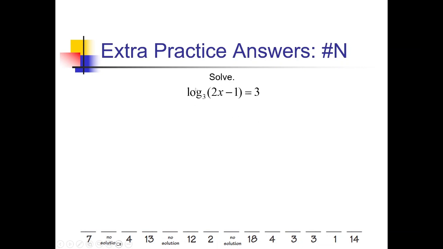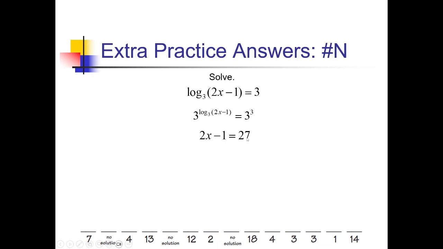So in this case, my log is already isolated. I've got a base of 3, so I'm going to do 3 to the left side of the equation equals 3 to the right side of the equation. So 3 to log base 3 of 2x minus 1, and 3 to this 3. This 3 became the exponent on this base 3, just so we don't get those mixed up. When I raise a base to a log with the same base, those cancel out. That's why I'm doing this. And then I'm ending up with 2x minus 1 on the left side. Right side, I've got 3 to the third, which is 27.